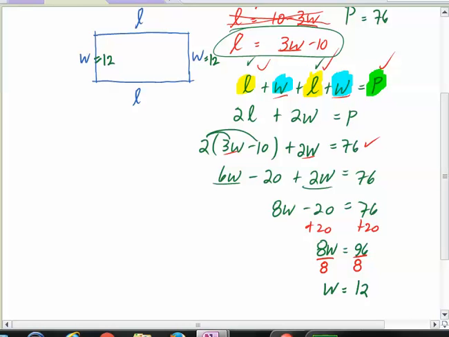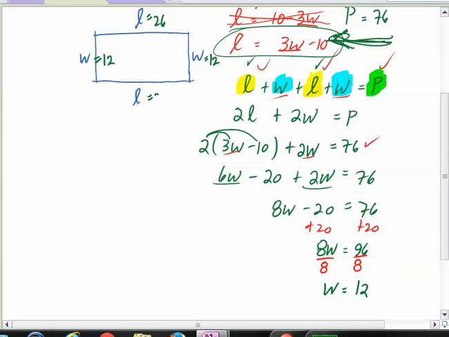And we can find the other variable several ways. I can just go back to this point right here and put in the 12 for the W, and find out what the L is. So I have 3 times 12. That's 36 minus 10. That must be that L is 26.